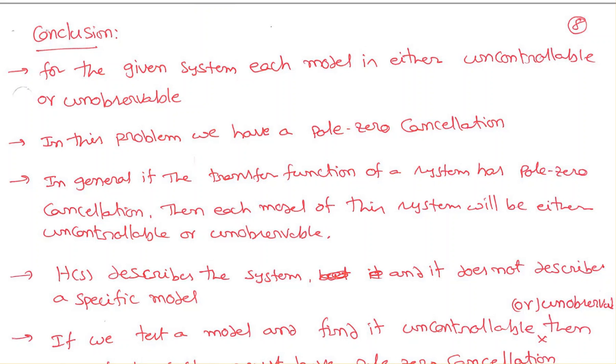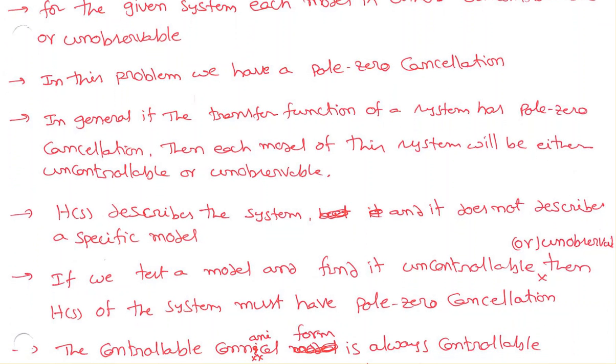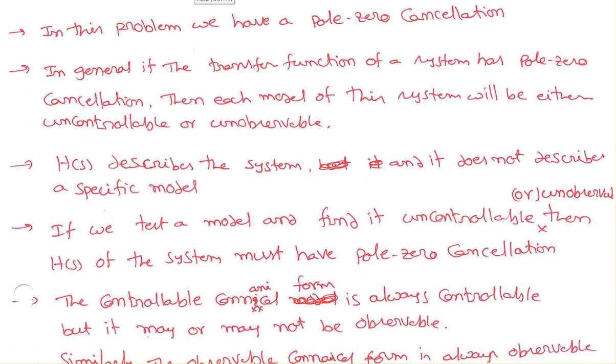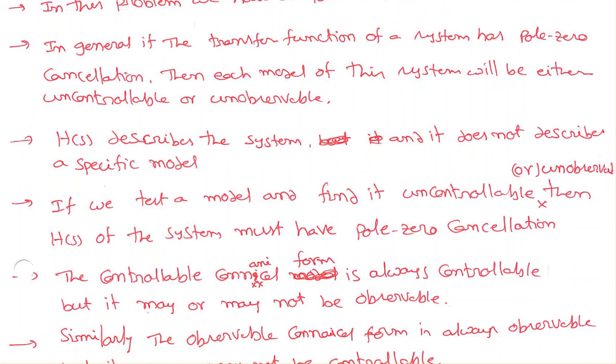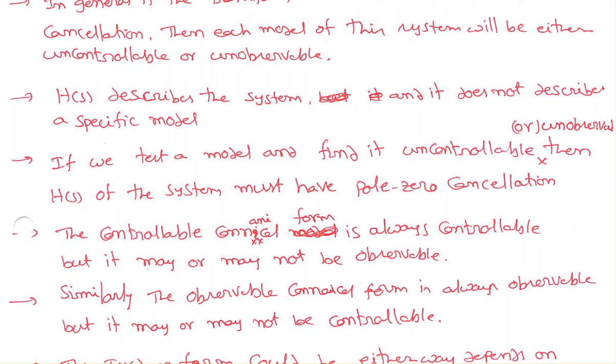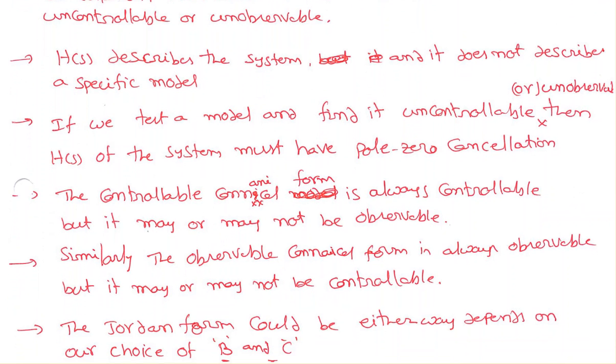In this problem, we have a pole 0 cancellation. In general, if the transfer function of a system has pole 0 cancellation, then each model of the system will be either uncontrollable or unobservable. H of S describes the system and it does not describe a specific model. If we test a model and find it uncontrollable or unobservable, then H of S of the system must have a pole 0 cancellation. The controllable canonical form is always controllable, but it may or may not be observable.